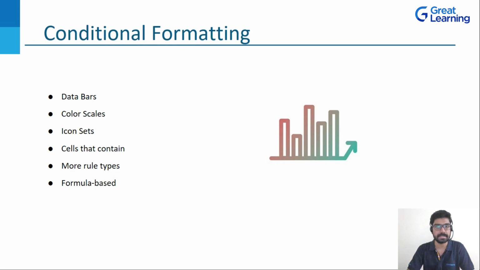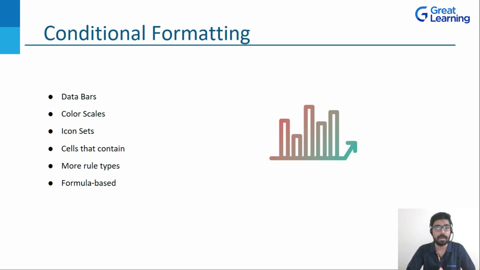You can also format the cells based on top 10 values, bottom 10 values, top 10 percentages, bottom 10 percentages, or values which are above average or below average. Formula based: apart from all the other methods in conditional formatting, Excel also allows us to give a formula, and only the cells which satisfy the condition in the formula will be formatted. All the other cells will remain the same.